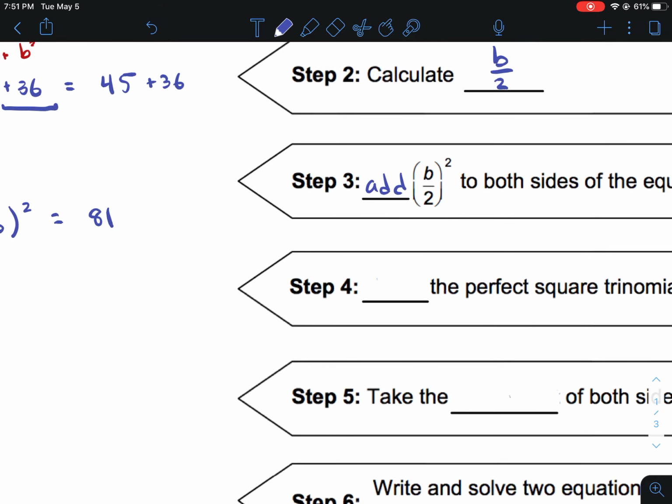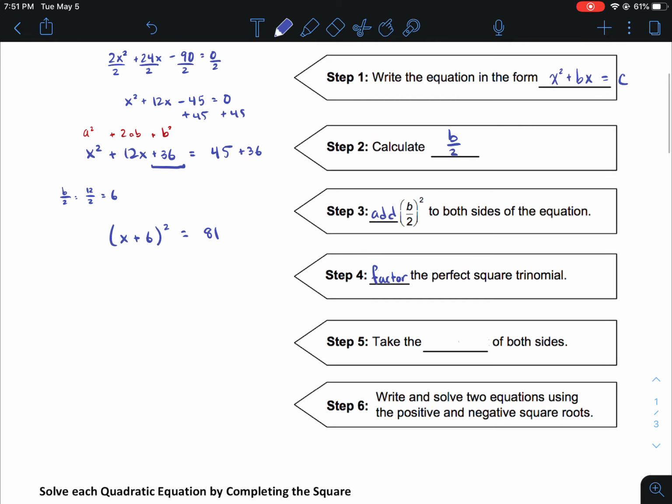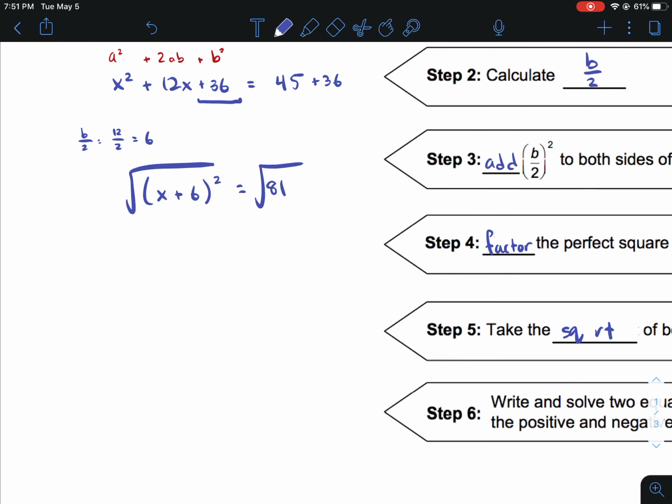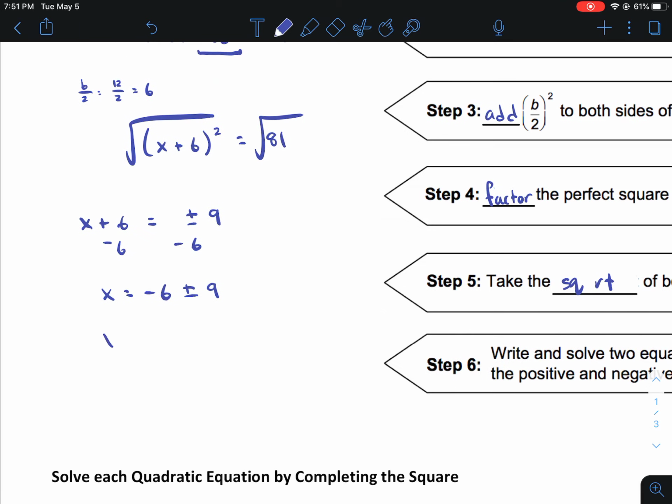And then we're going to factor the perfect square trinomial, which we did right here, right? And now once we have it factored, we have this set up where we can solve using the square root. So we're going to take the square root of both sides, and this is going to give us two solutions. We get x plus 6 is equal to plus or minus 9, right? So solving for x, we get x equals negative 6 plus or minus 9, which we can simplify further.